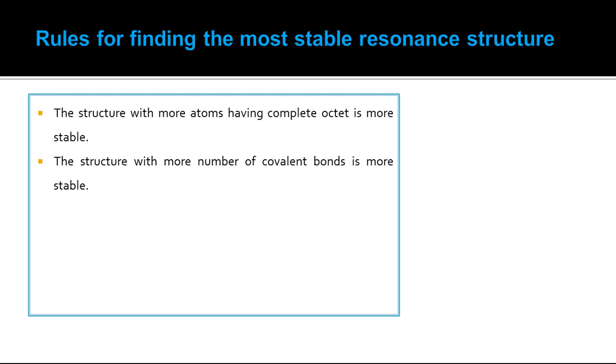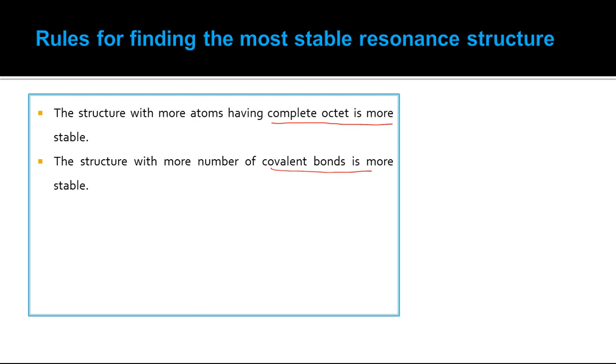To find the most stable resonance structures, we have to know some rules based on which we can decide the most stable structure. The first rule is that the structure with more atoms having a complete octet will be more stable. And the second point, the structure with more covalent bonds is also more stable.